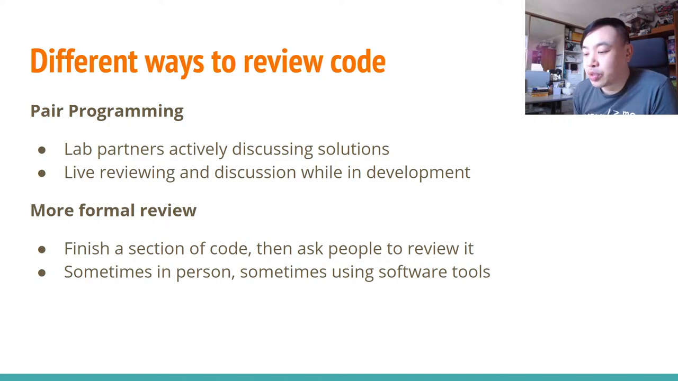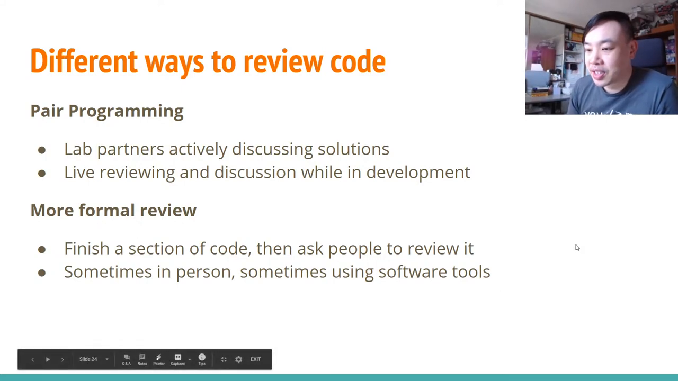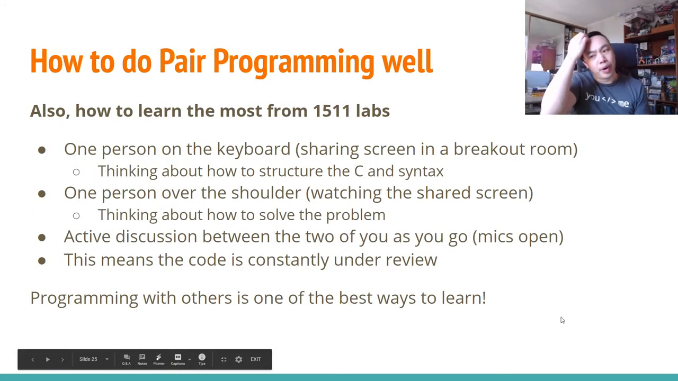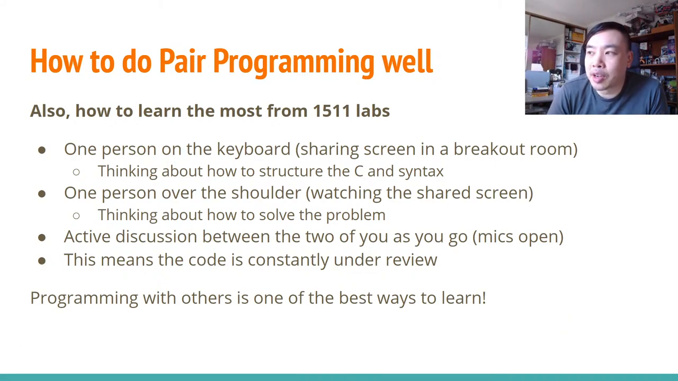In an industry sense, we would sometimes use formal software tools for this. So we would put code up for review. And it would be like a shared document, like a Google Doc or any kind of online document where people can just put comments in saying, oh, I think this is interesting and stuff. And then we'll get together and talk about what everyone had been saying. So pair programming and group programming in our labs, this is a really good place to practice this.